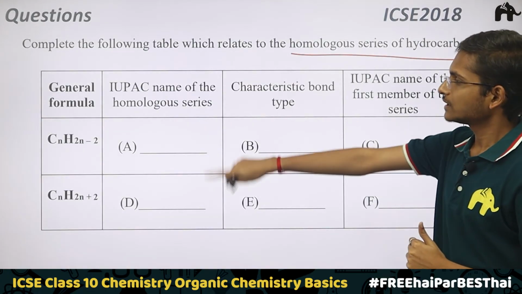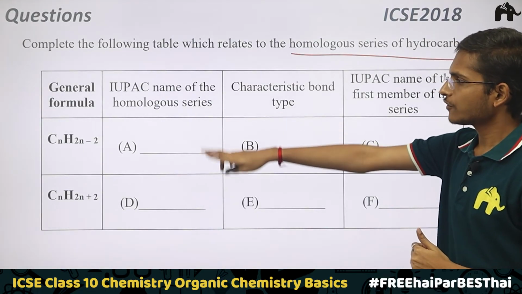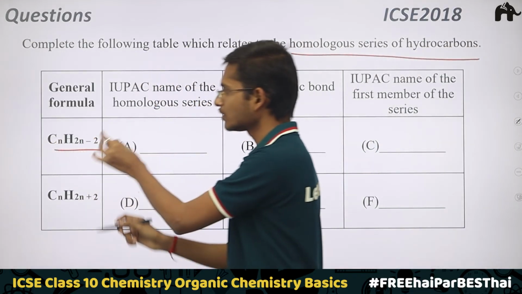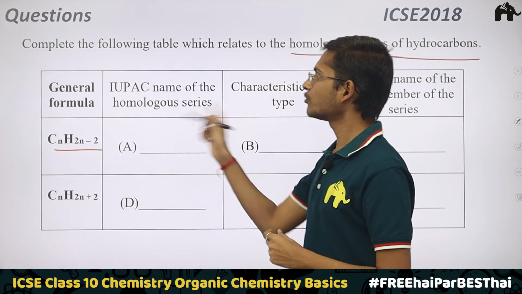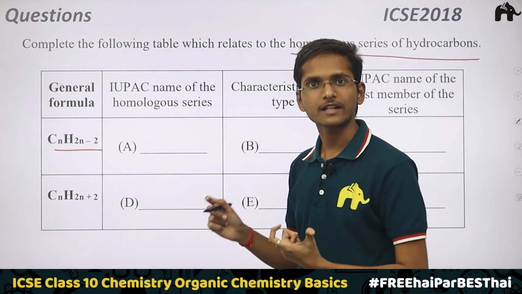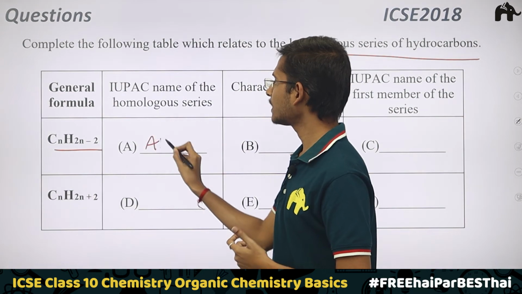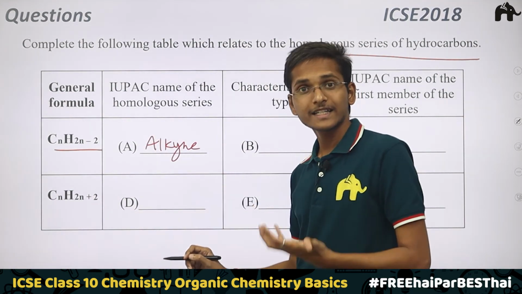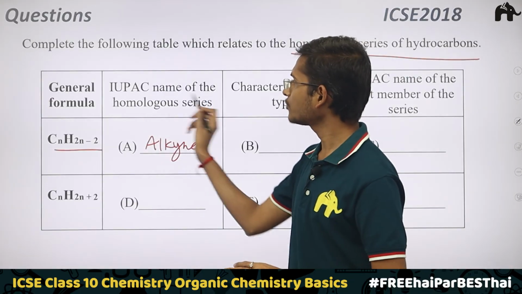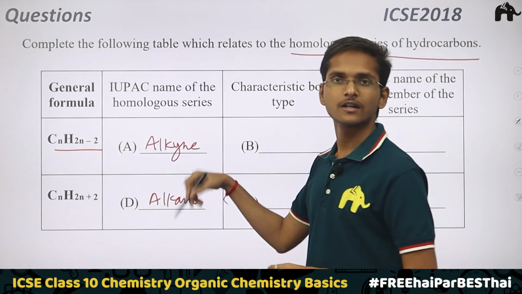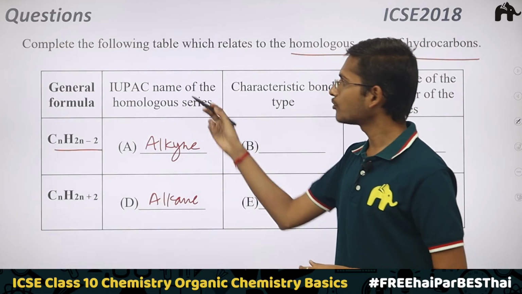Now, in this table they have given general formulas. The general formula is CnH2n minus 2. Now we know what they have asked: the IUPAC name of the homologous series. CnH2n minus 2 is the general formula of alkyne, right? So the IUPAC name of the homologous series is alkyne. In the same way, CnH2n plus 2 is the alkane general formula, so the homologous series there is alkane, because we know alkanes are also a homologous series. Alkynes are also a homologous series.